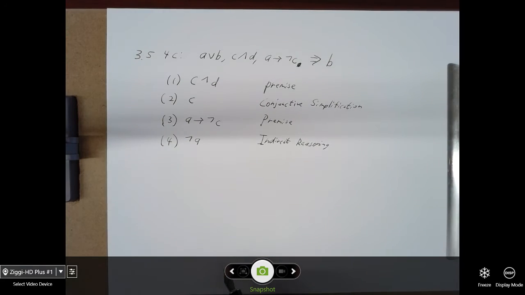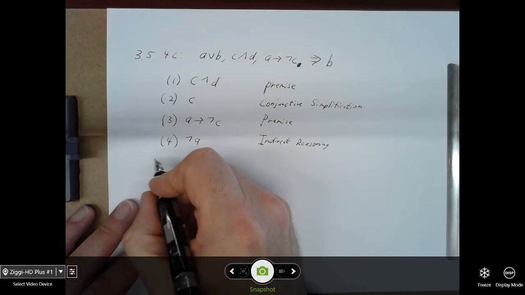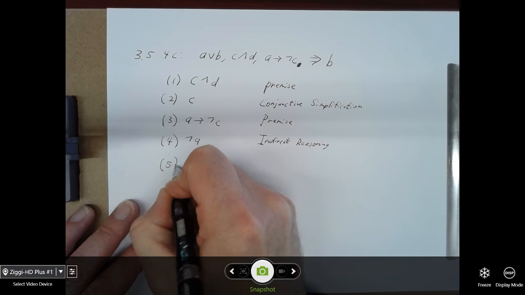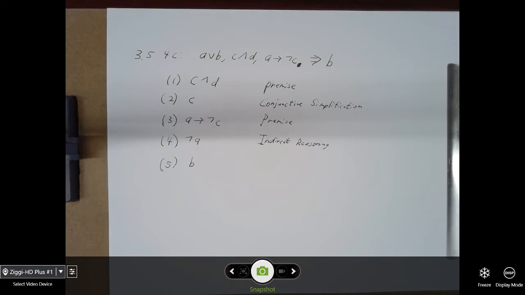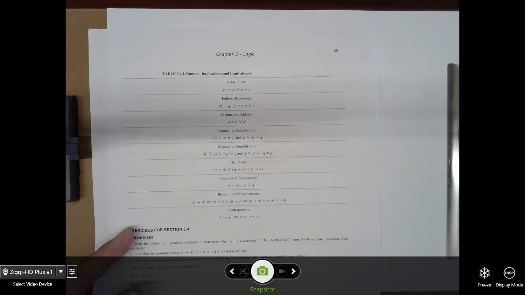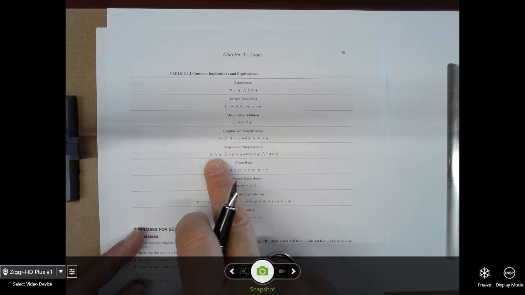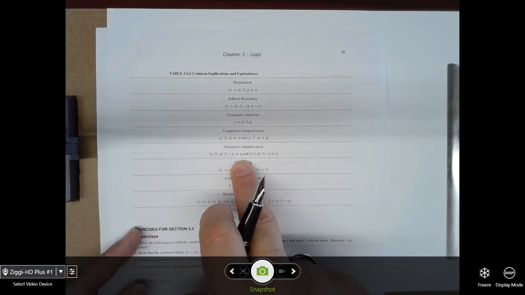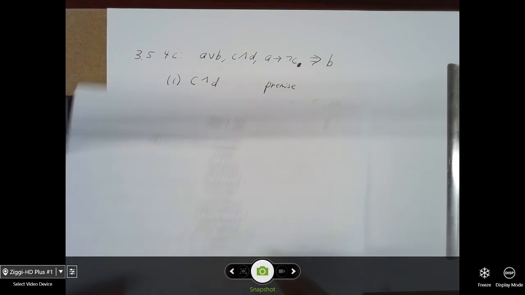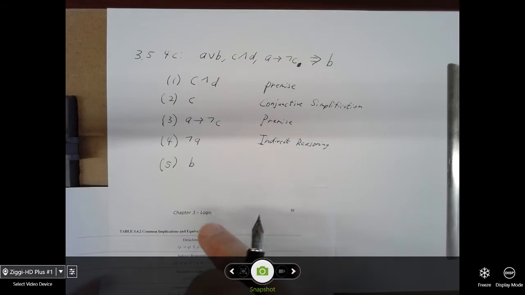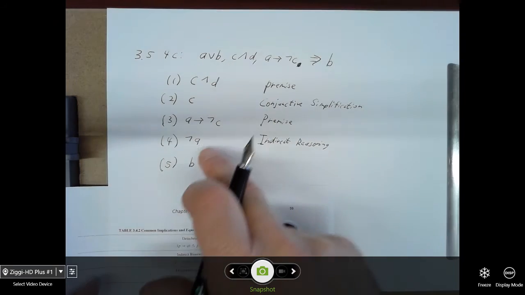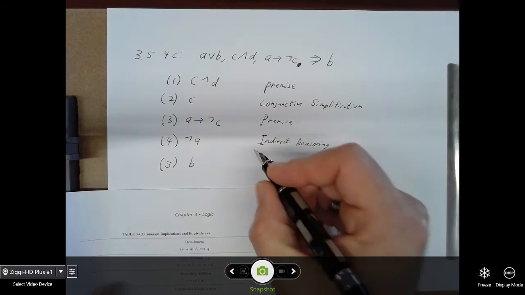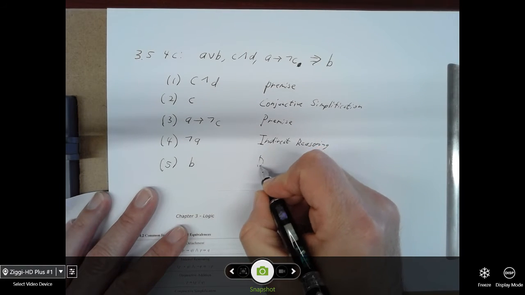Well, we know that not A is true, and we know that A or B is true. That should be enough to conclude B. We just need to know the reason. So look at your list of reasons. Oh, okay, disjunctive simplification. So P or Q and not P means Q. So A or B and not A means B. So this is disjunctive simplification.